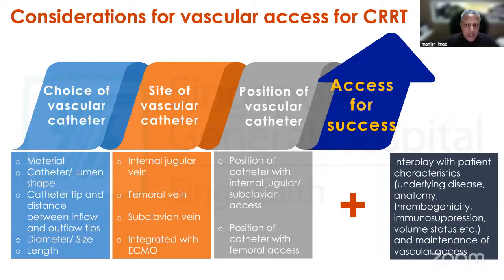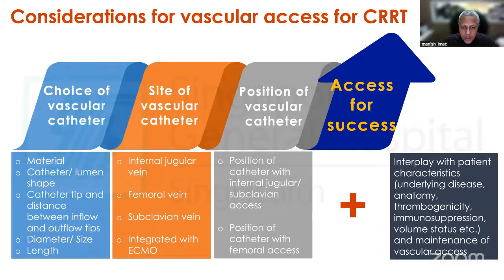So when we are making a choice for an access for success, there are a few things you need to consider. One is, of course, the choice of your vascular catheter in terms of material, in terms of the lumen shape, in terms of the shape of the functional tip, the diameter, the size, the length of the catheter, where you would site this catheter: in the internal jugular veins, in the femoral veins, subclavian. I just put it there to make the list complete, but we know we generally do not use these veins. And then, of course, you can integrate them with ECMO.